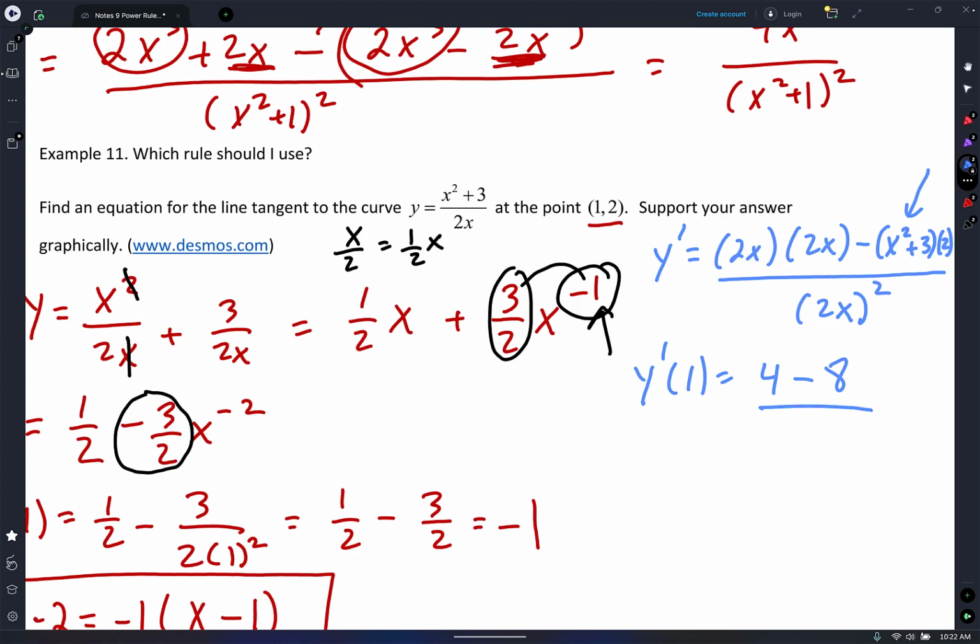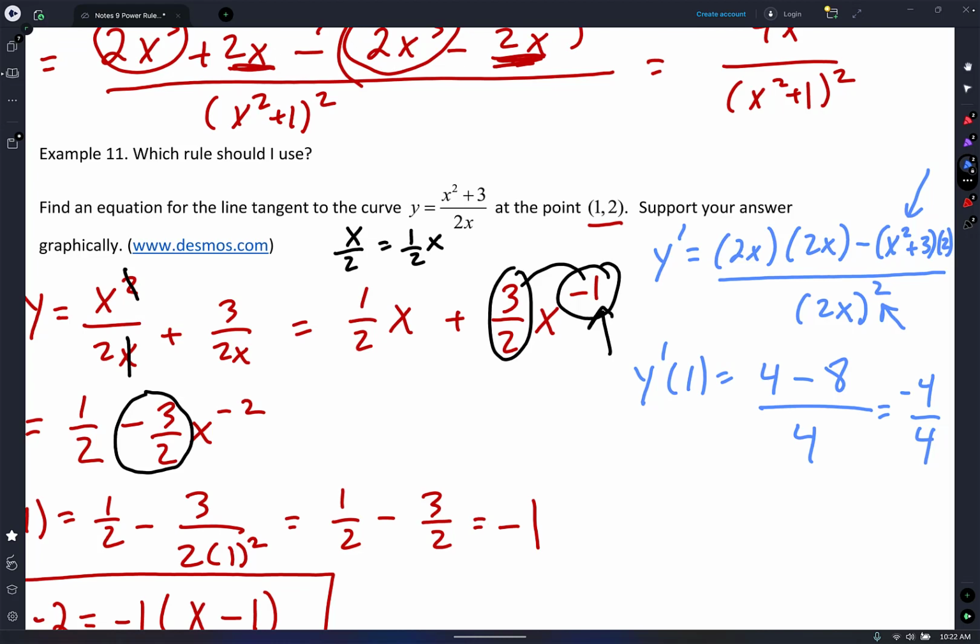All over. 2 times 1 is 2. And now I'm squaring it. What is 2 squared? And look at that. That's just negative 1. Hold up. Oh yeah, it's 4 minus 6. Hold up. Wait a minute.